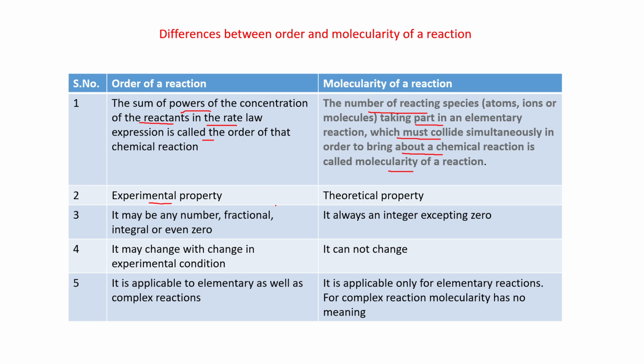Order is an experimental property, molecularity is a theoretical property. Order may be any number, fractional, integral or even zero, but molecularity is an integer excepting zero. It means molecularity of a reaction cannot be zero and it cannot be a fraction. Order of reaction may change with the change in experimental condition, but molecularity cannot change. Order of reaction is applicable to elementary as well as complex reactions, but molecularity is applicable only for elementary reactions, and for complex reactions molecularity has no meaning.